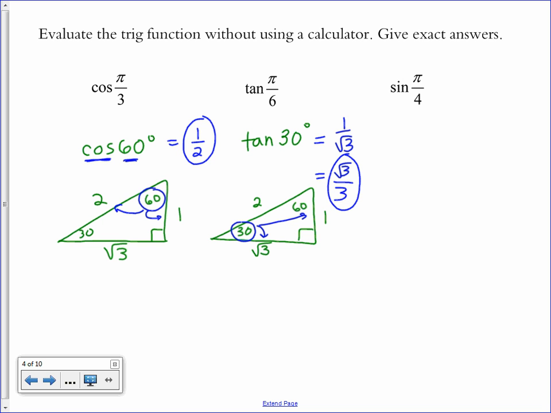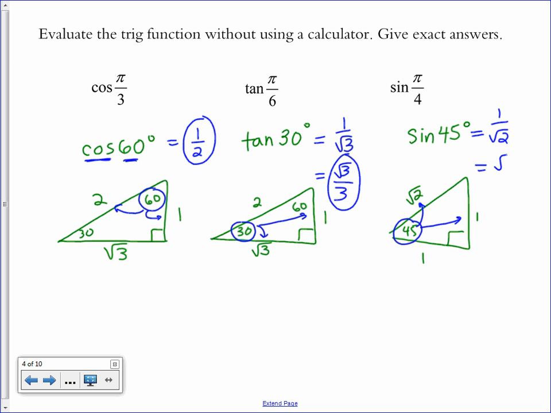And sine of pi over 4, you should recognize as the sine of 45 degrees. So you're going to draw a 45, 45, 90 triangle, labeled with the shortcuts 1 and 1 on the legs, root 2 as the hypotenuse, and then find your 45-degree angle. You can use either one and do opposite over hypotenuse. You'll get 1 over root 2, which needs to be rationalized.